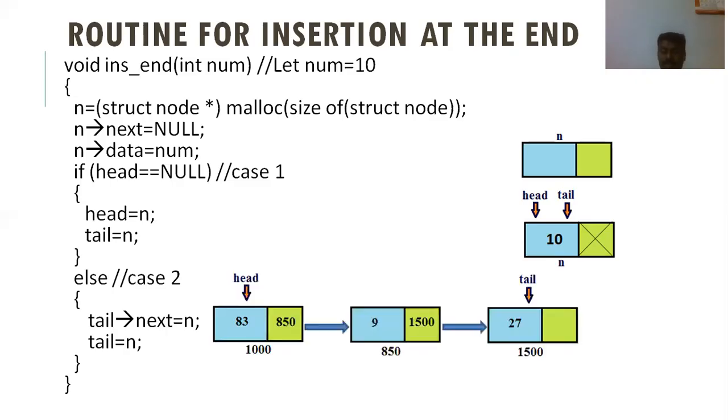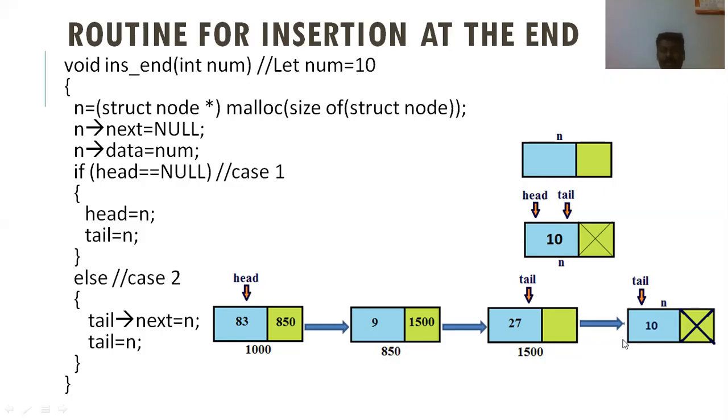Okay. So take a simple example. Already you have three data. One is 83, the next one is 9, and the third data is 27. Now you can insert the data in the end position. After the 27, you can insert the new data, which is 10. Okay. Just see, 10 is inserted. Now it's called the 10 position. You can insert in the last position. The next position is null.